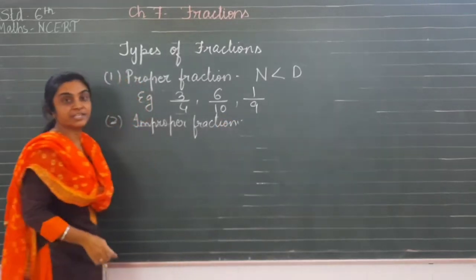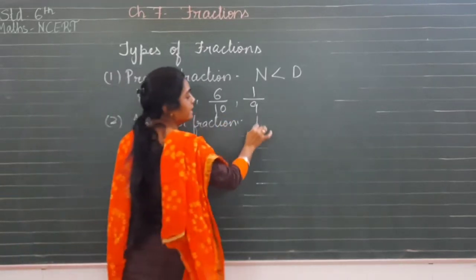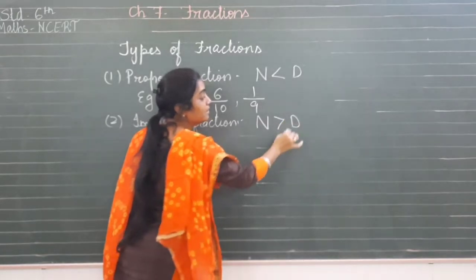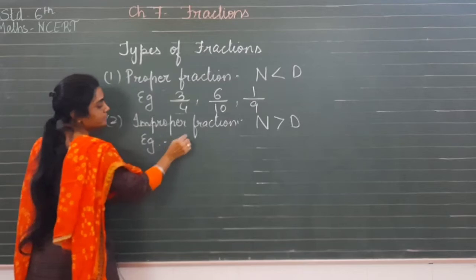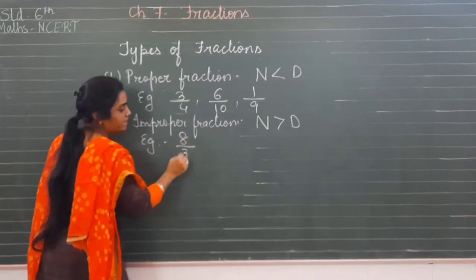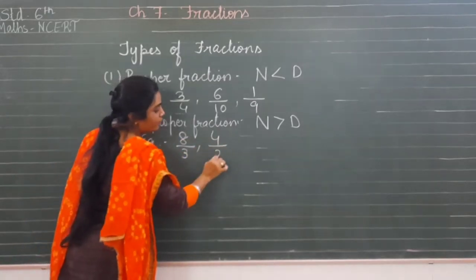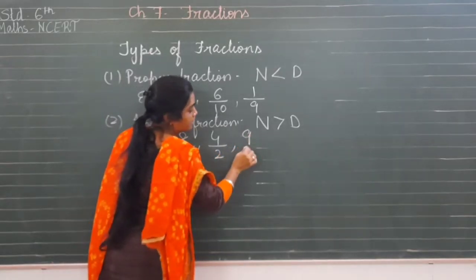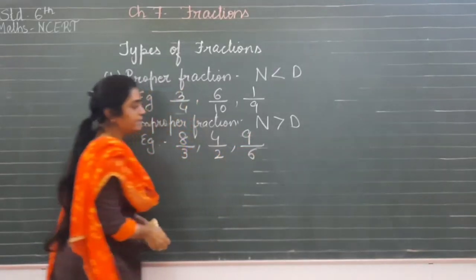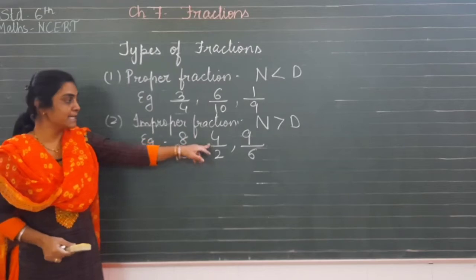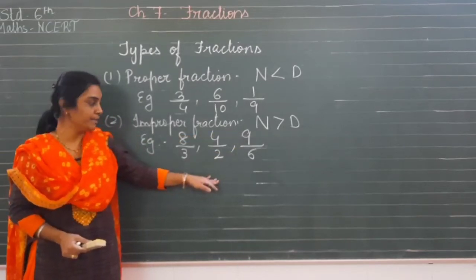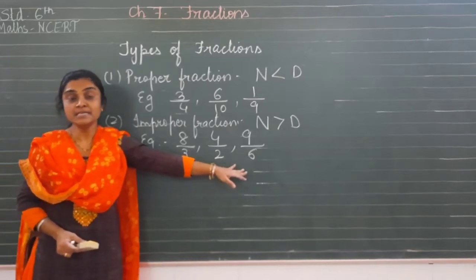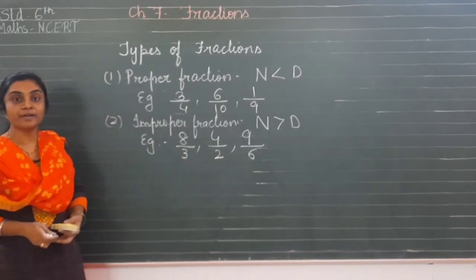Improper fraction is a fraction in which the numerator is greater than the denominator. Let us see the examples. 8 upon 3, 4 upon 2, 9 upon 6. Here all the numerators, that is 8, 4 and 9, are greater than their denominators, 3, 2 and 6. So these are improper fractions.